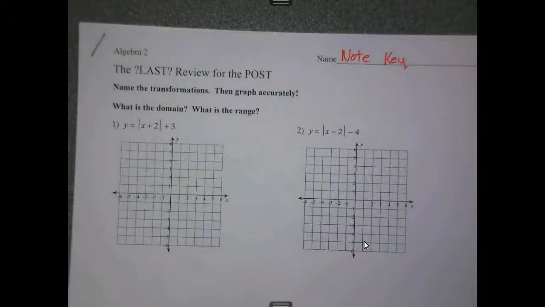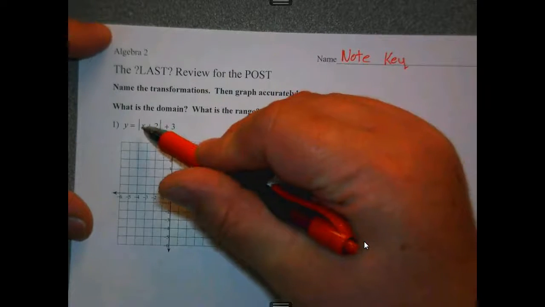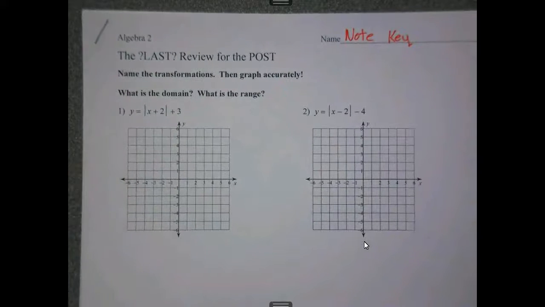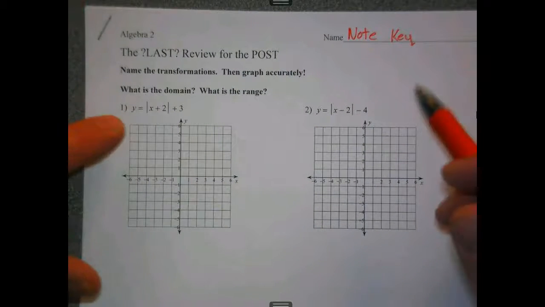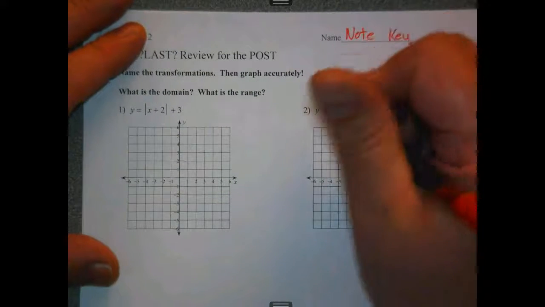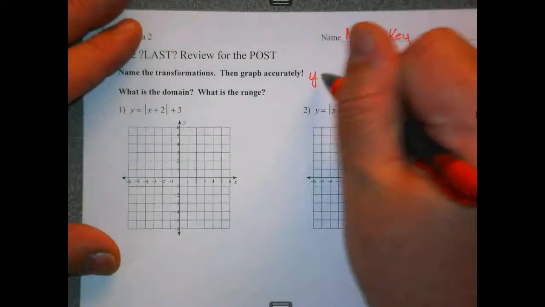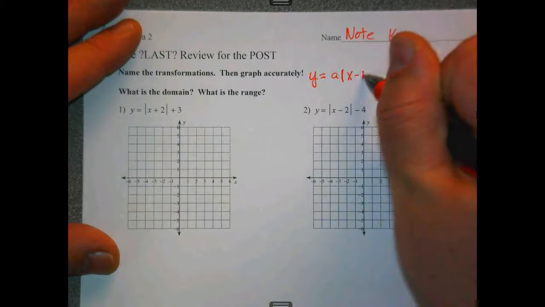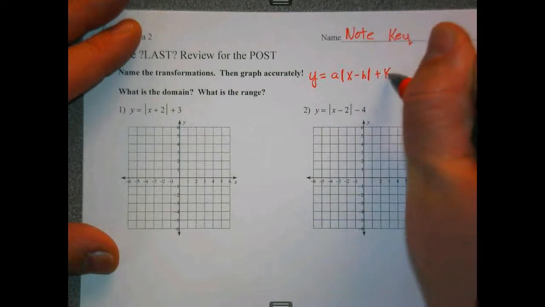Number one, it's an absolute value function, so it's going to look like a V. It's going to have an axis of symmetry. Hopefully by now you realize that this is in vertex form, right? y equals a times the absolute value of x minus h plus k.